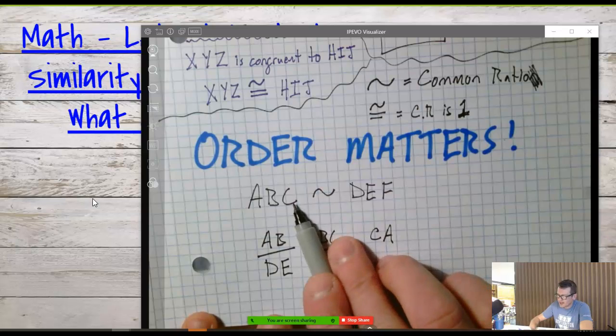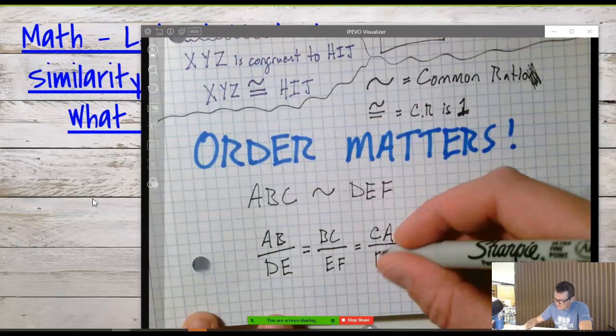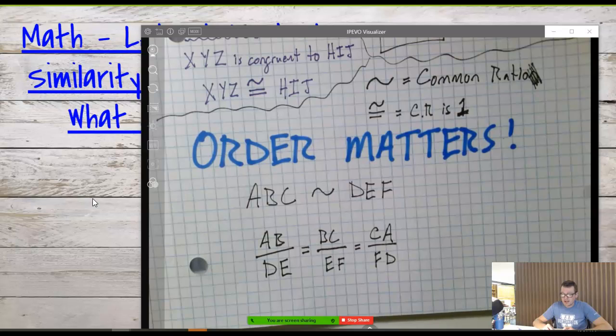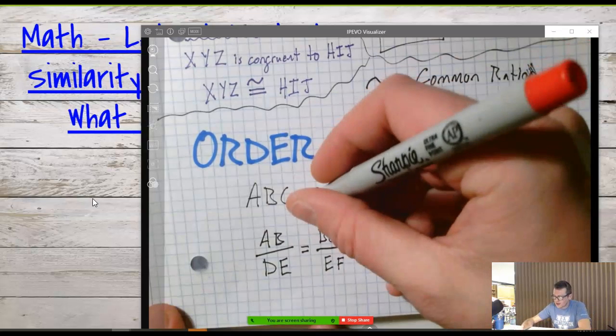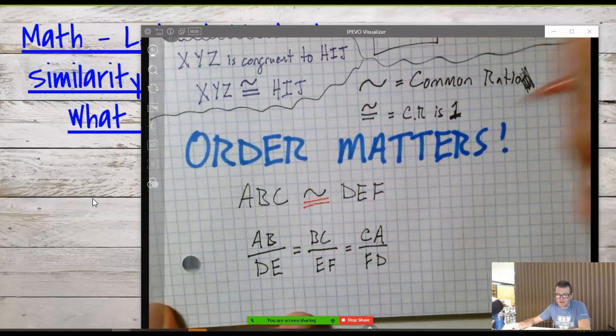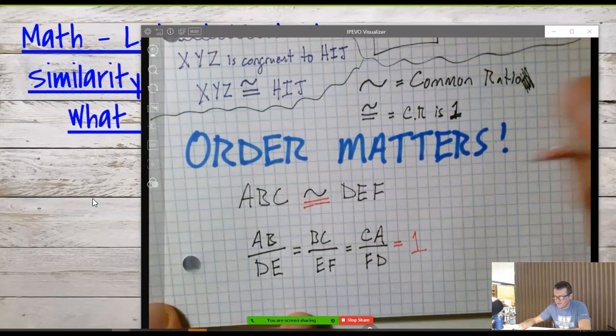CA, from the last point back to the first point, will be over FD. So the order matters because it lets us set up those common ratios. And the common ratios are all going to be equivalent. Now, if it's also congruent, now this is where, if you have colors, then these all equal 1.